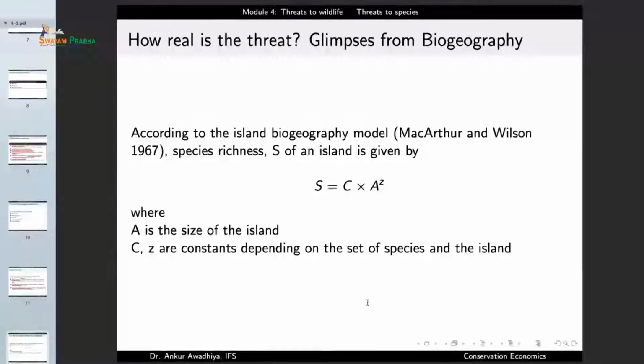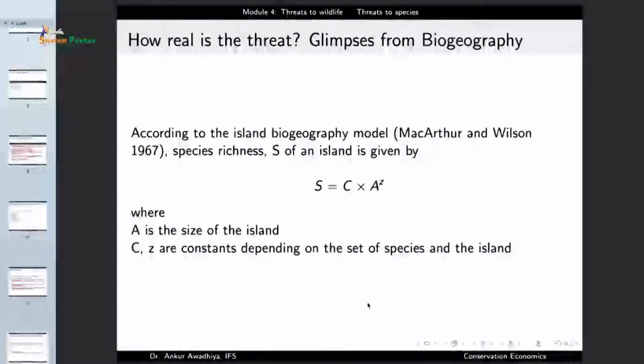But then, is this threat real or is this threat imaginary? And what is the rate at which we are losing out the species? So we can make an estimate by using the principles of biogeography and especially the island biogeography model.